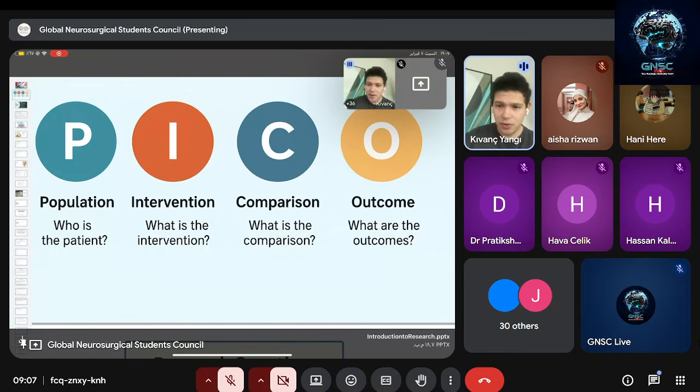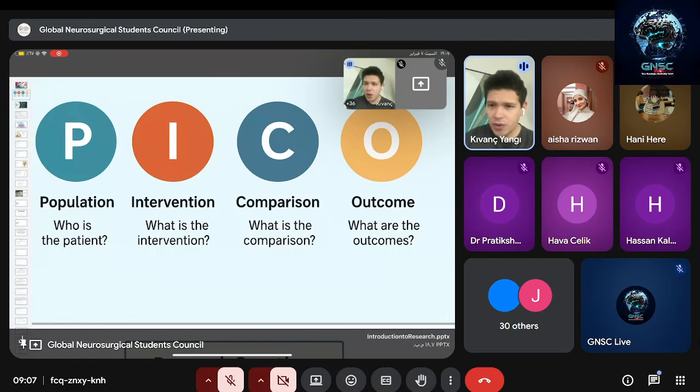The comparison group is the group composed of people who did not get your intervention. The comparison group can be either a control group or a conservatively managed or medically managed group. But the comparison group should not receive the medication or the surgery or the intervention that you're specifically looking at in your intervention section. Okay, so that's P, I, and C.